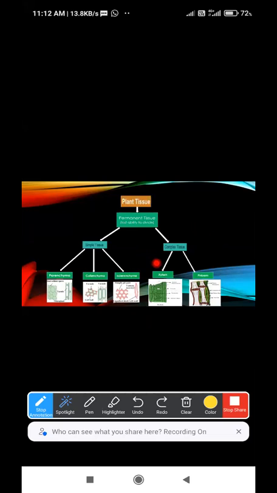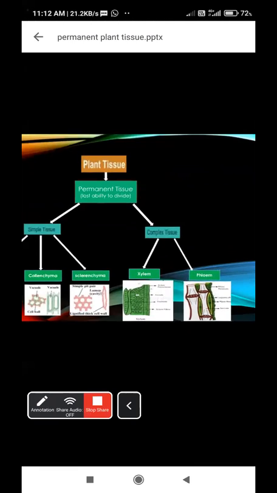After simple tissue, we studied the complex tissue. The tissues that are composed of more than one cell type, or more than two cell types, are known as complex tissues. In this, we have studied two subtypes. First is xylem, which consists of four different types of cells.